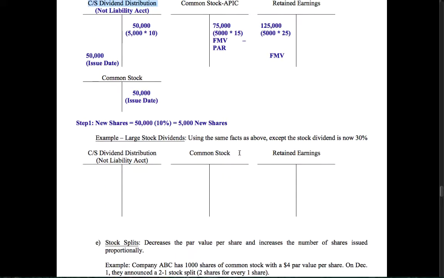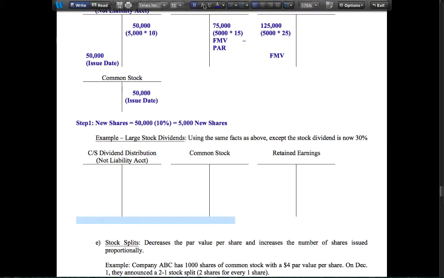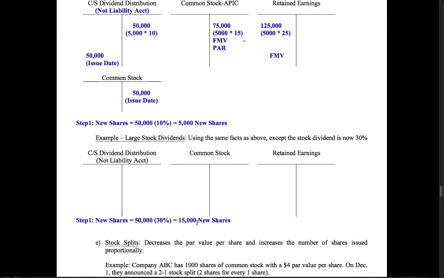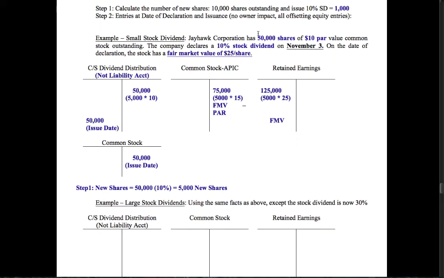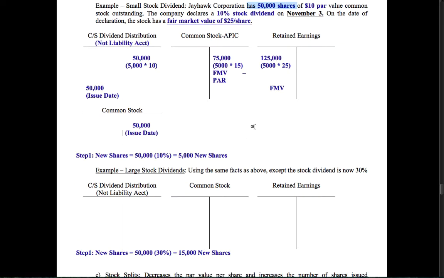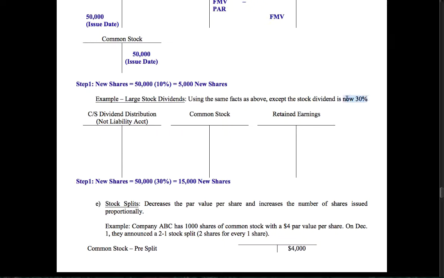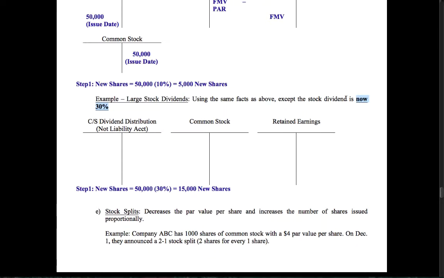Next, let's do an example of the large stock dividends. So using the same information we just did, now let's say that the stock dividend is 30%. So our first step is we need to calculate the number of new shares. So we know that we had, in this example, 50,000 shares outstanding, and we had a 30% stock dividend. Therefore, 50,000 times 30% equals 15,000 new shares.